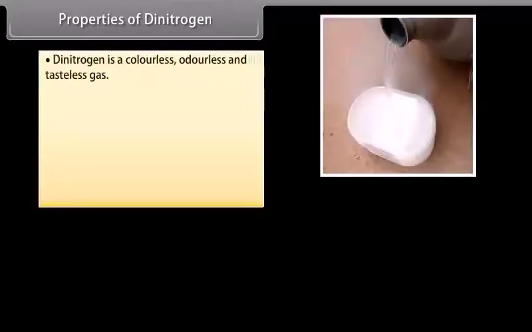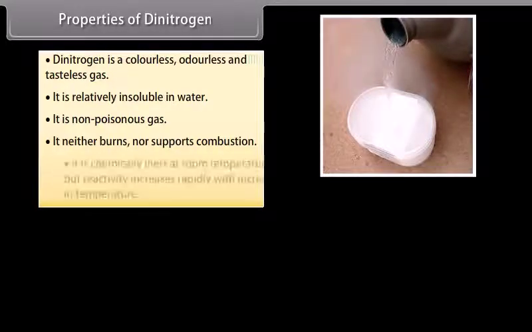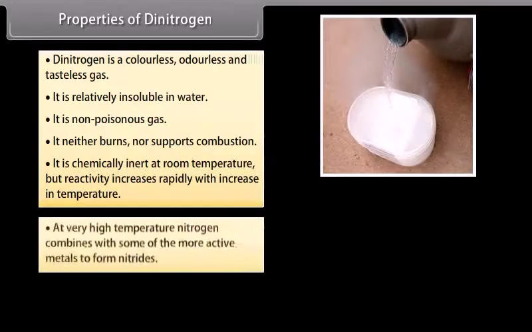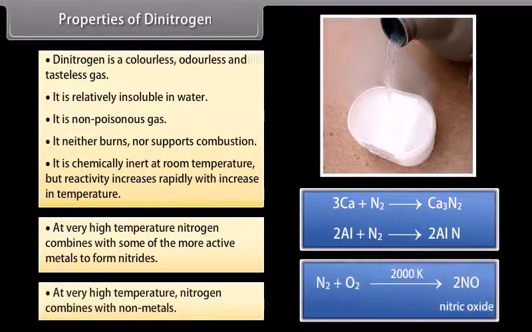Properties of dinitrogen. Dinitrogen is a colorless, odorless and tasteless gas. It is relatively insoluble in water. It is a non-poisonous gas. It neither burns nor supports combustion. It is chemically inert at room temperature, but its reactivity increases rapidly with an increase in temperature. At very high temperatures, nitrogen combines with some of the more active metals to form nitrides. At very high temperatures, nitrogen combines with nonmetals.